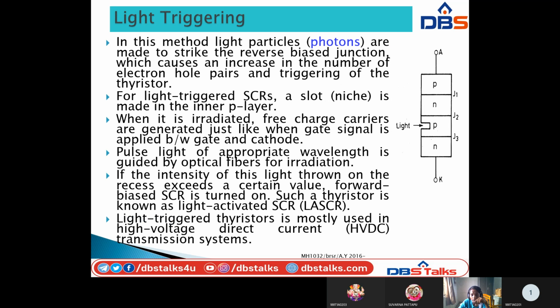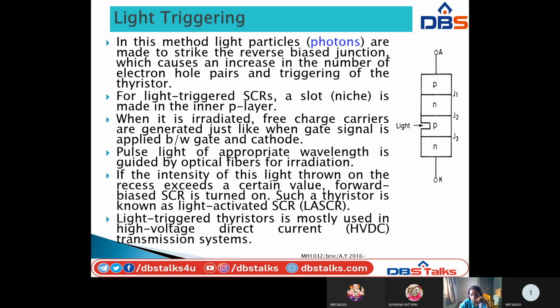Next will be light triggering. In this method, light particles, meaning photons, are made to strike the reverse biased junction, which causes an increase in the number of electron hole pairs and triggering of the thyristor. So we have the anode and cathode, with P type layers, and J1, J2, J3 are the junctions. Whenever we apply light photons to the P layer.